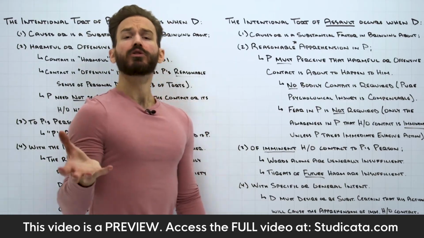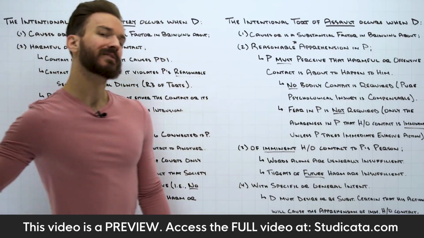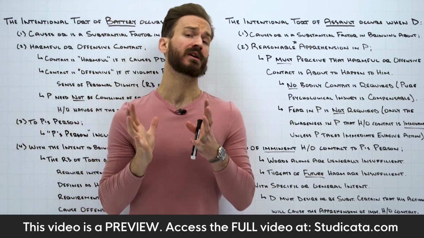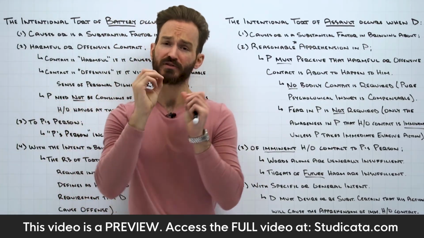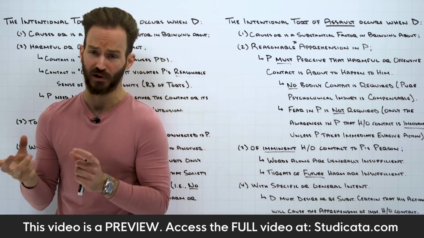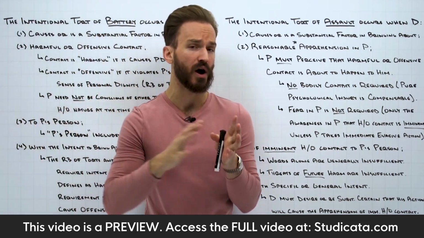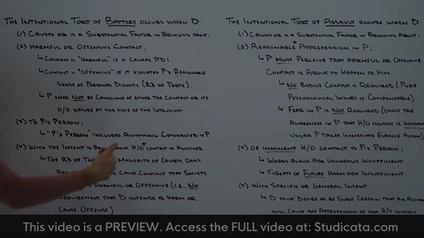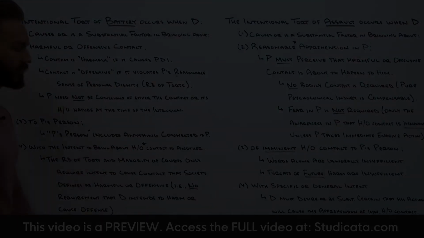Flip side, if we look at the parent who hits their child, right? That parent might say, hey, look, I didn't mean to cause harm here. My intent was not to harm. My intent was to discipline. I didn't think my child would be harmed. In that case, we would look at, well, does society define that as harmful contact?